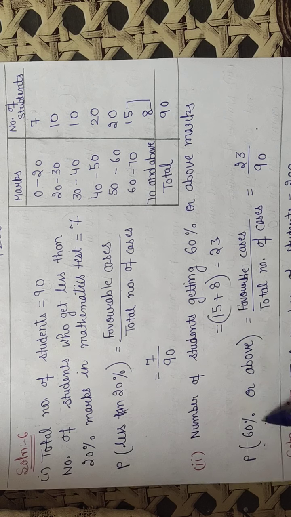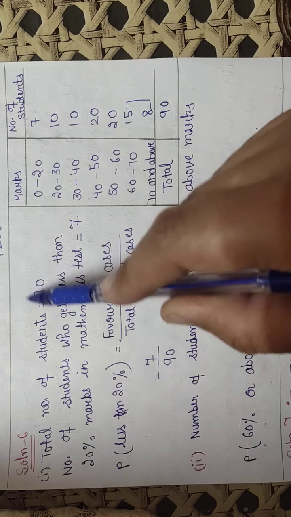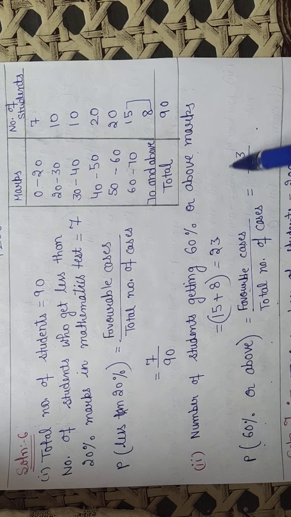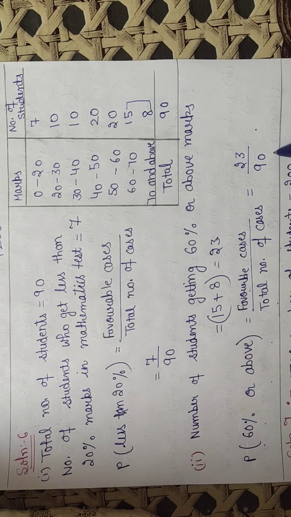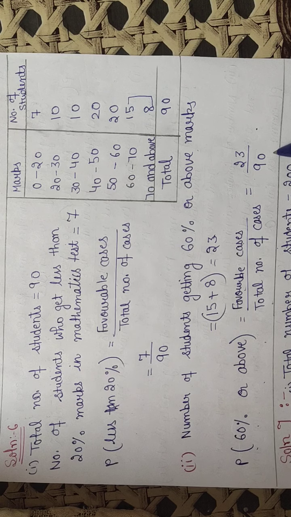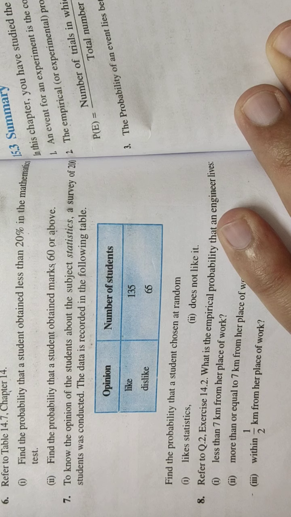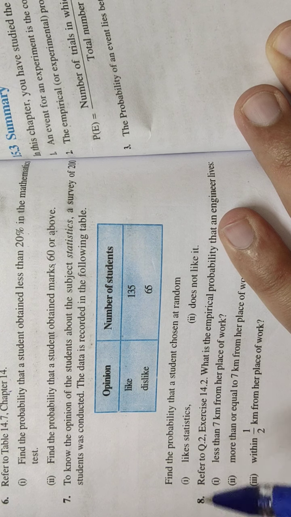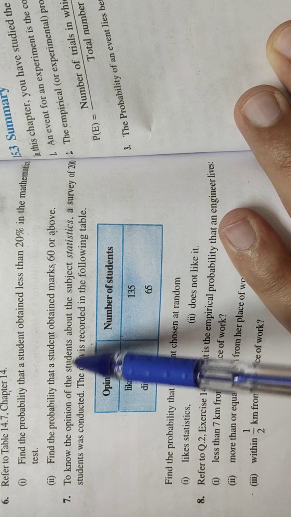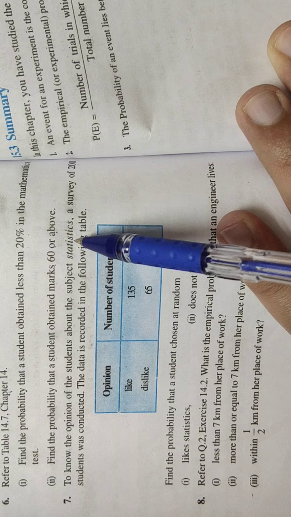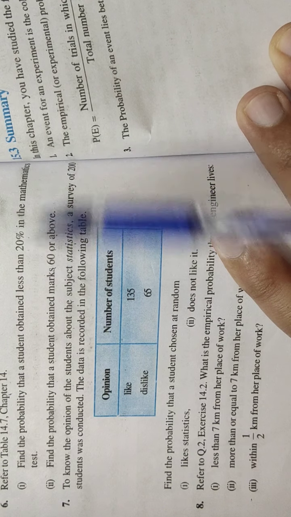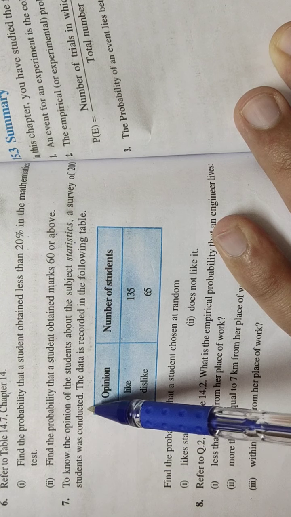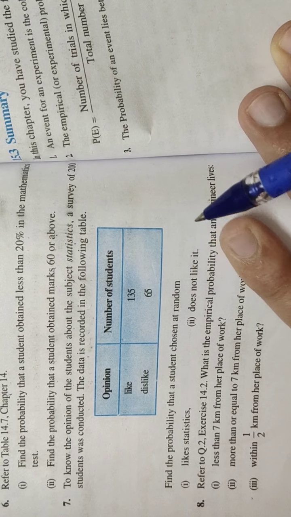So probability of 60 or above is favorable cases divided by total number of cases. Favorable cases are 23, total number of cases are 90. So answer is 23 upon 90. So this is the solution of question number 6. Now see question number 7. In question number 7, to know the opinion of the students about statistics, a survey of 200 students was conducted. The data is recorded in the following table.